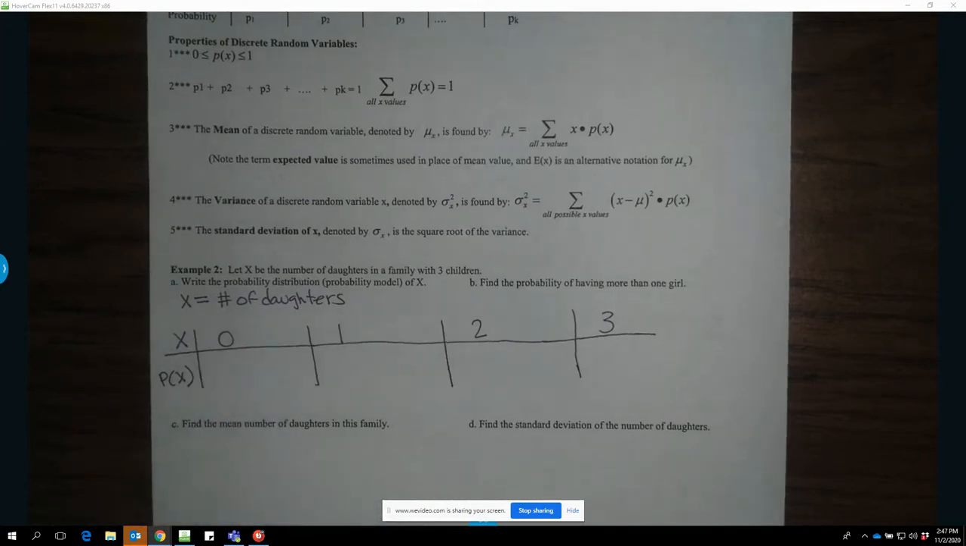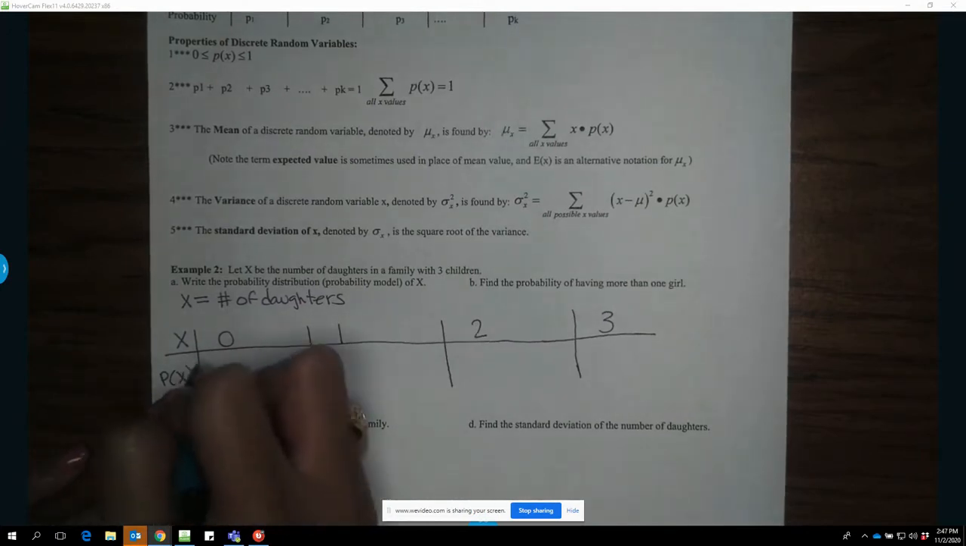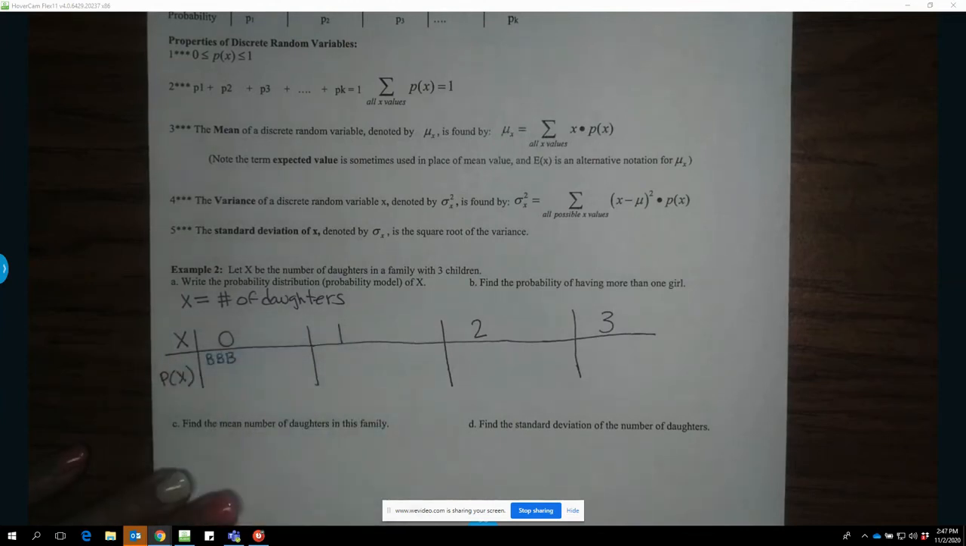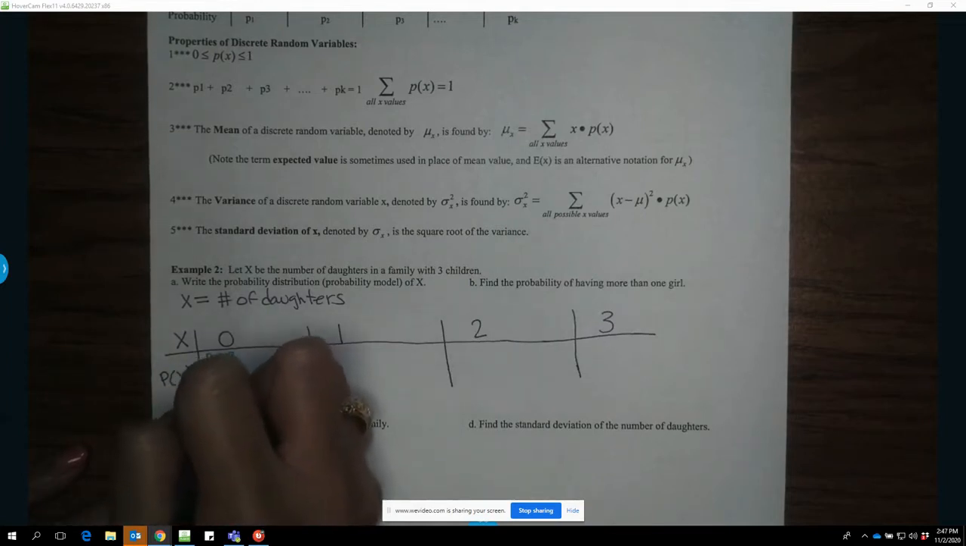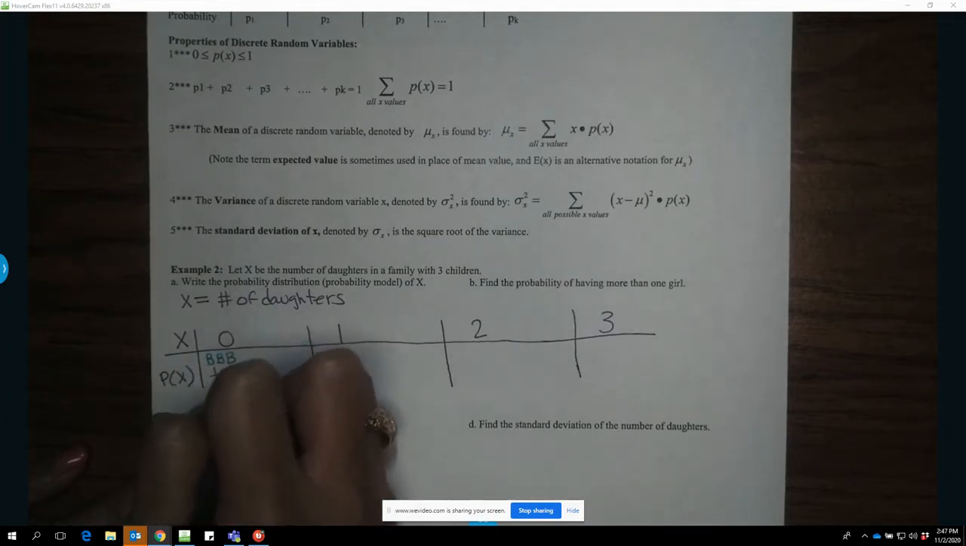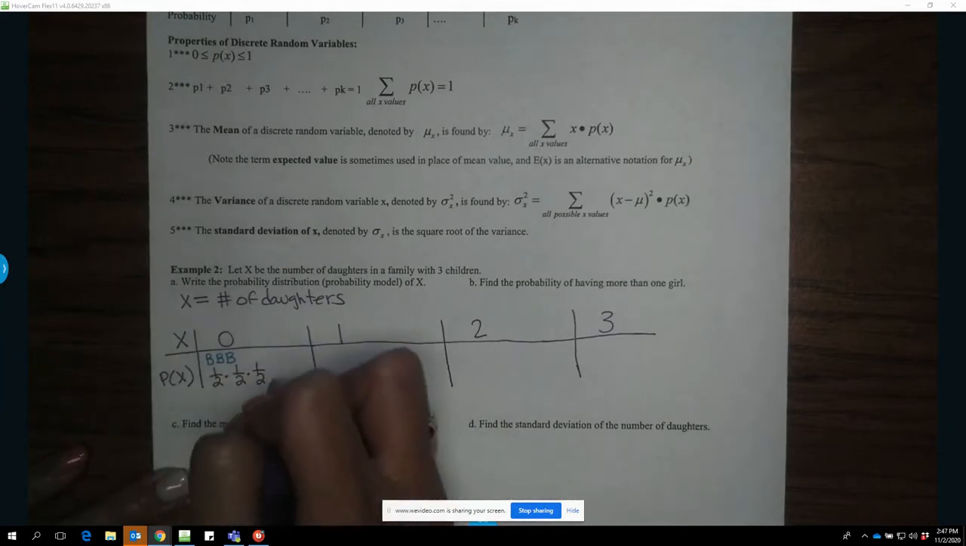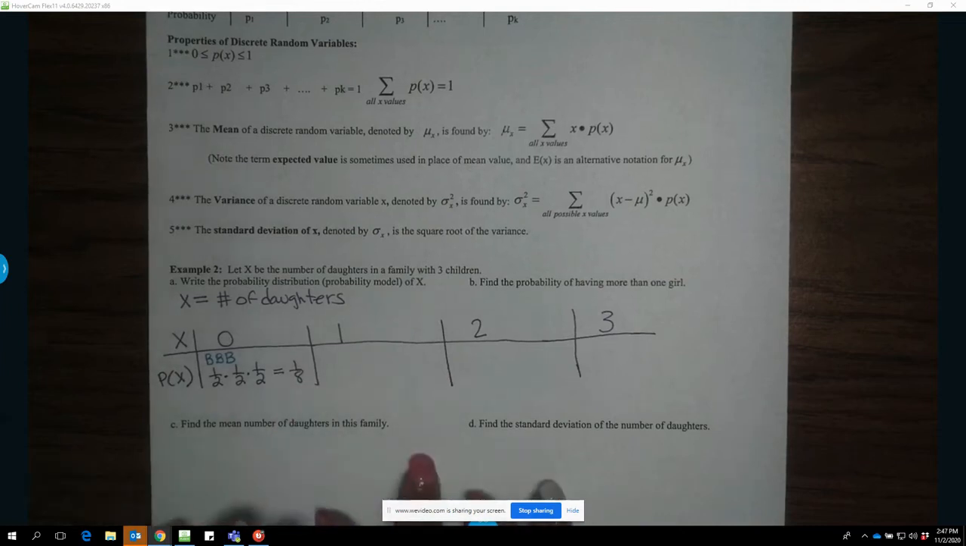So the only way for the family to have 0 daughters is if they had a boy, a boy, and a boy. So that's the only way for the family to have 0 daughters. So that's just going to be 1/2 chance times 1/2 chance times 1/2 chance. You're supposed to show your work, and that's equal to 1/8. So that's the first probability, 1/8.